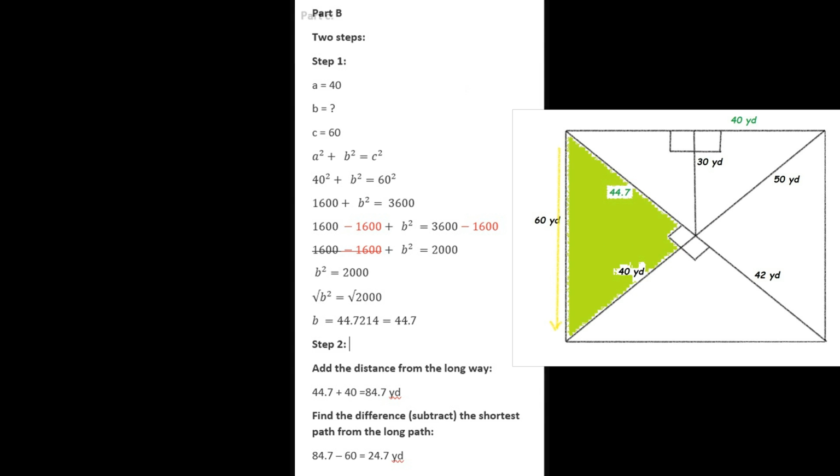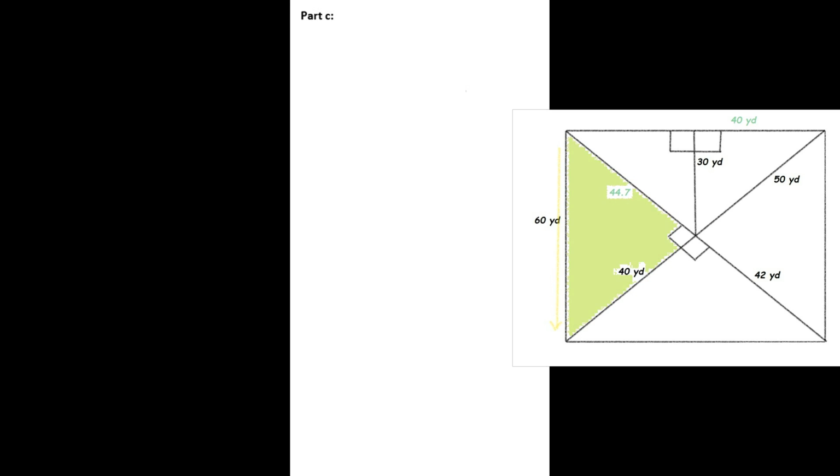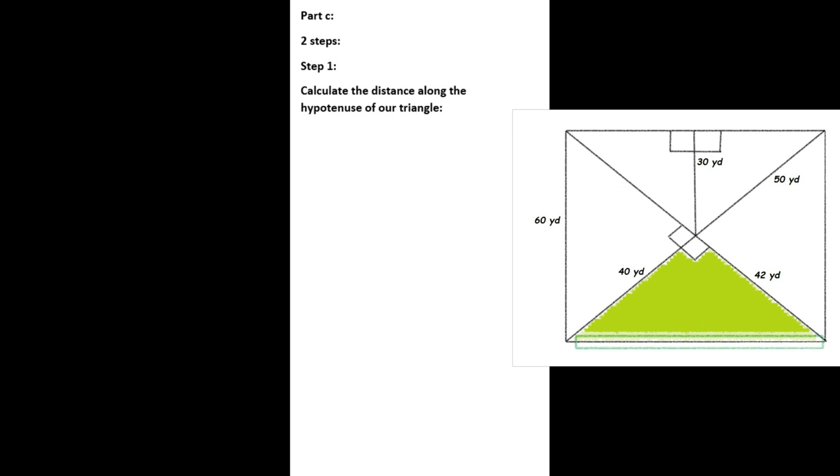All right, going on to the last one. We have here that there are 2 steps. This is the triangle that we're talking about. This is our bottom triangle. And what we have to do now is calculate the distance along the hypotenuse of our triangle. So A is 40, B is 42. This time it's the hypotenuse that we don't have.